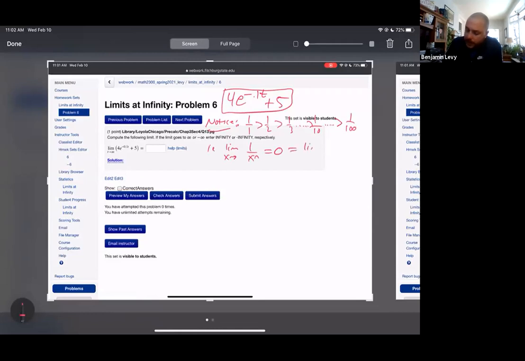Or we could say that's the same thing as the limit as t goes to infinity of 1 over e to the t. It's the same concept, because you're making the denominator bigger and bigger and bigger, and so the fraction gets smaller and smaller and smaller. And so those limits go to 0.